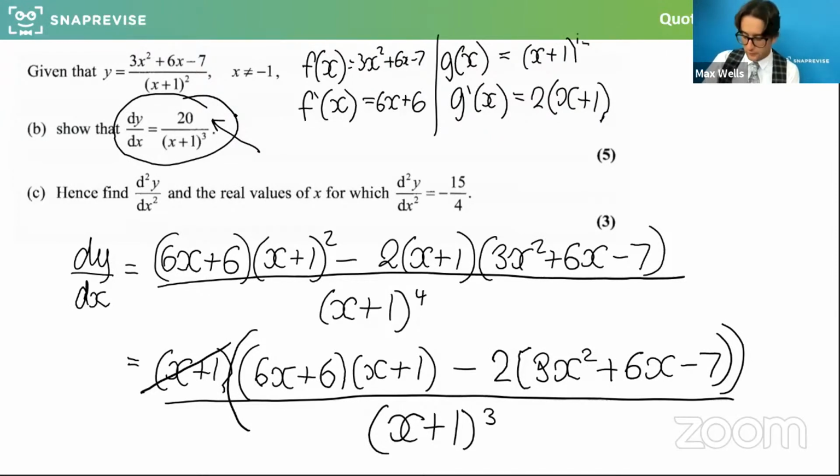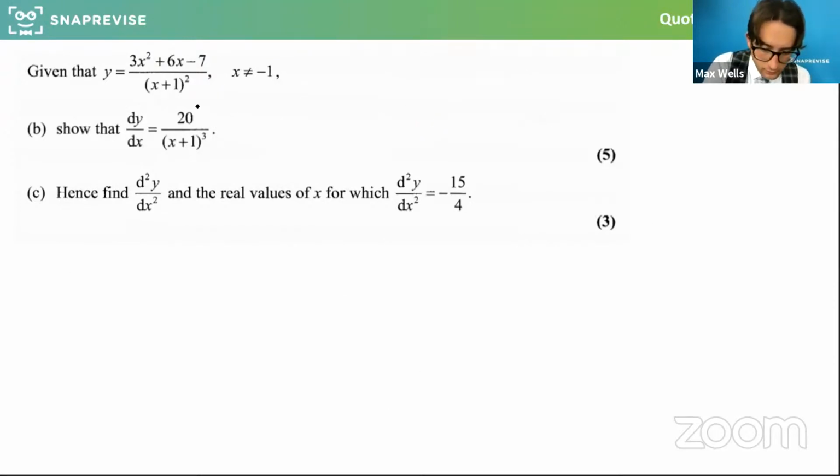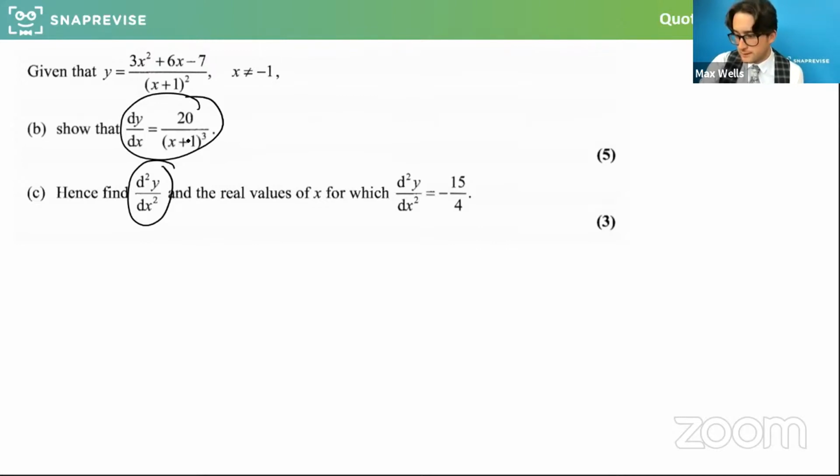And then for the last part of the question, part C, hopefully you recognize that the second derivative just wants you to differentiate that again one more time. And then hopefully we'll come out with minus 15 over 4. We're going to solve that equation there. So I'll quickly whiz through this one.